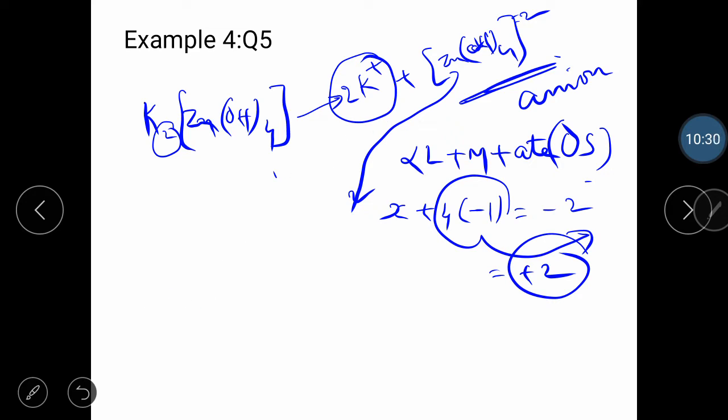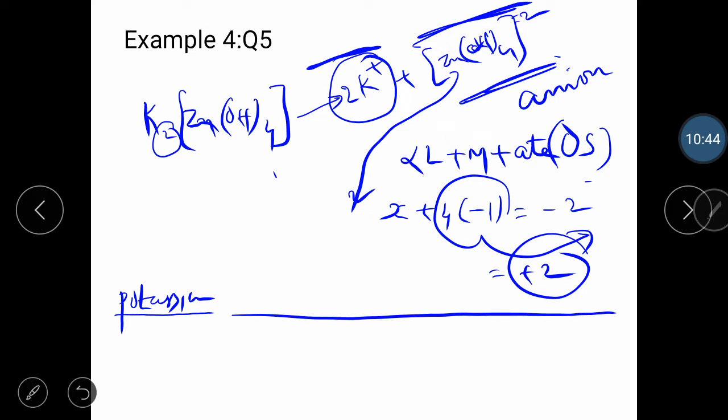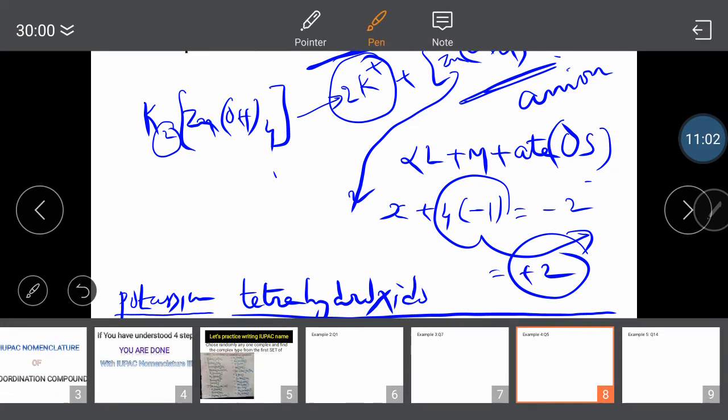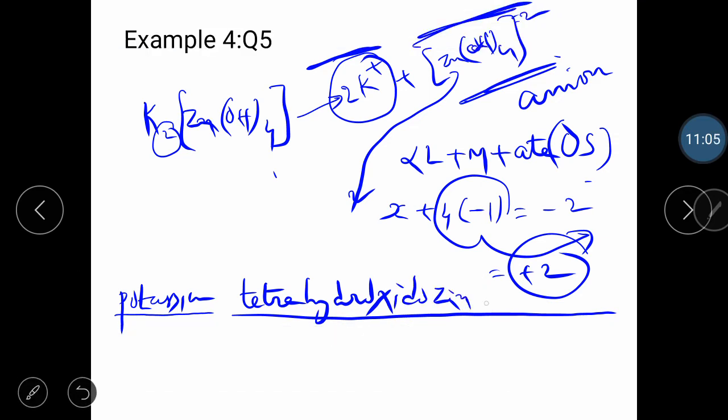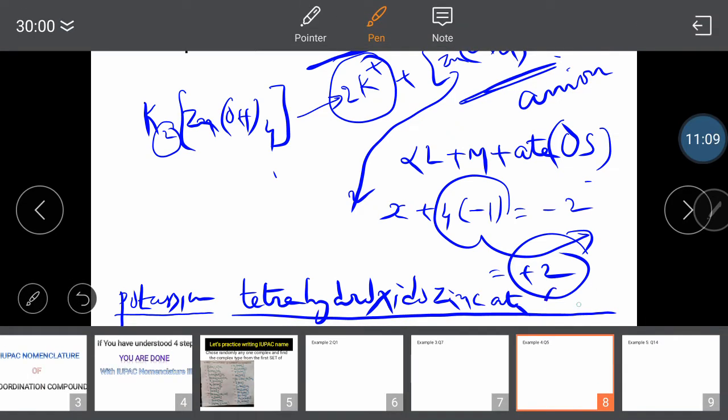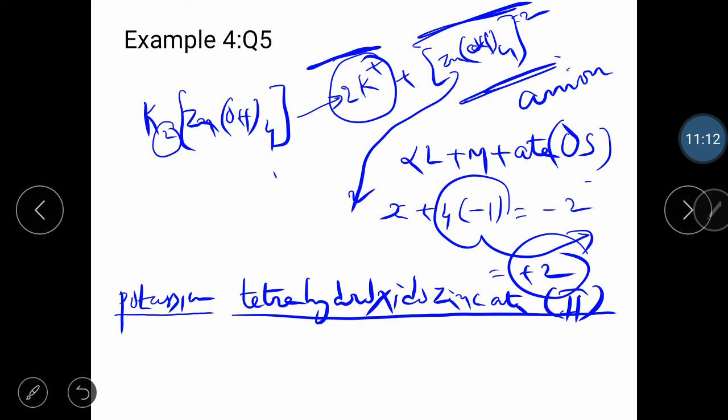Now, see this. This is the cation, this is the anion. The cation is very simple. What is the cation name here? Potassium, that's all. It's outside. But the anion name is big, that's why I'm writing a big line. Only one kind of ligand, so I don't have to arrange the alphabetical order. How many ligands? Tetra. The name is hydroxido. Be careful, we call it hydroxido. Zincate. Am I right? Zincate. The state is what? Roman number 2. Put it together: potassium tetrahydroxidozincate 2 is the IUPAC name of this compound.